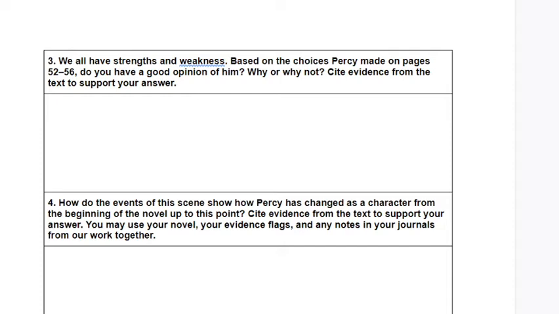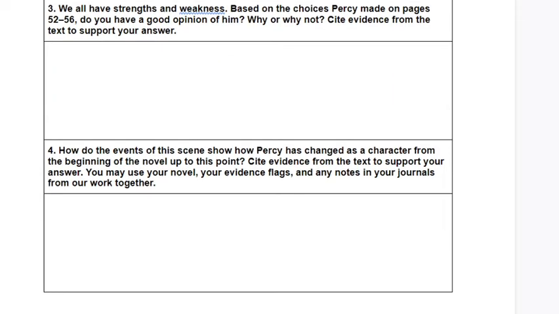Okay? Finally, question number 4. How do the events of this novel show how Percy has changed as a character from the beginning of the novel up to this point? This is kind of the most interesting question. Think about Percy when he was hanging out with his friends at the museum, goes home to see his dad Gabe, and now in pages 52 to 56, he's fighting a Minotaur. How has he changed? Cite evidence from the text. You can use your novel, you can use any notes, you can use previous homework assignments.